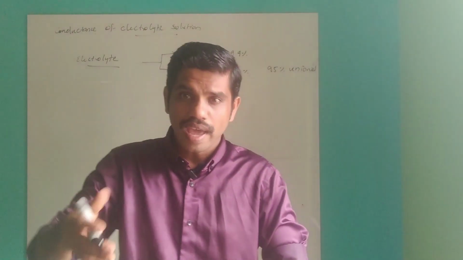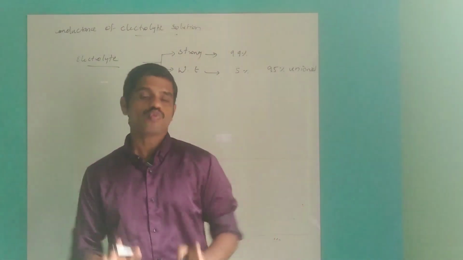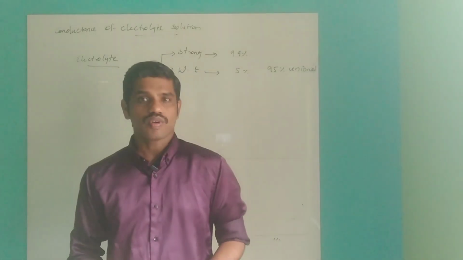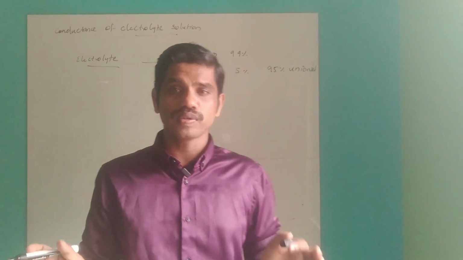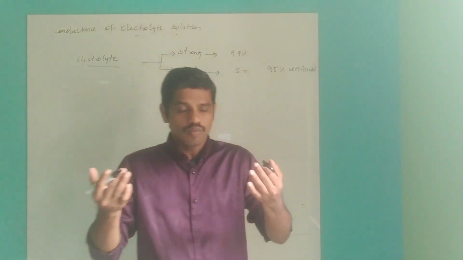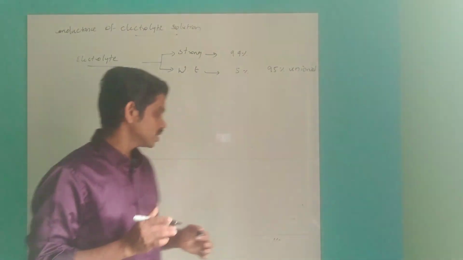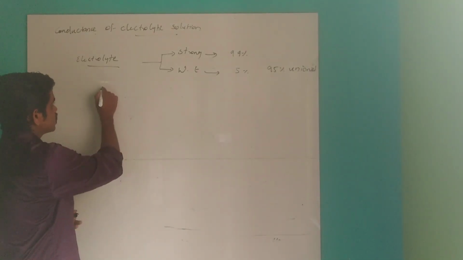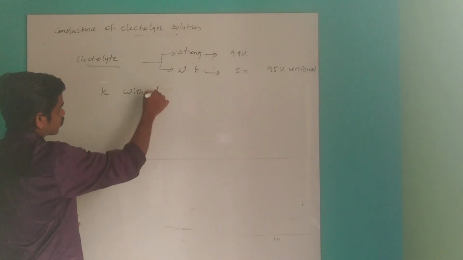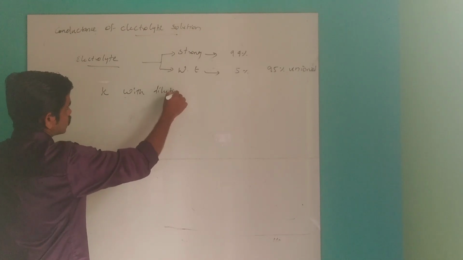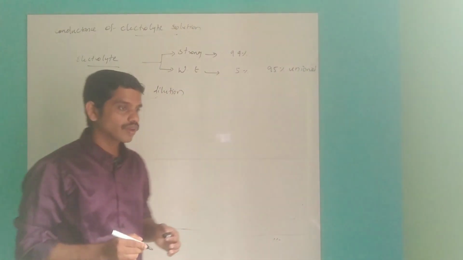When you dilute a weak electrolyte, more ions will form. When you add more water, more ions will form. In a strong electrolyte, it is already in ionized form, so dilution will not help to form more ions. Now we will discuss conductivity with dilution, for weak and strong electrolytes.